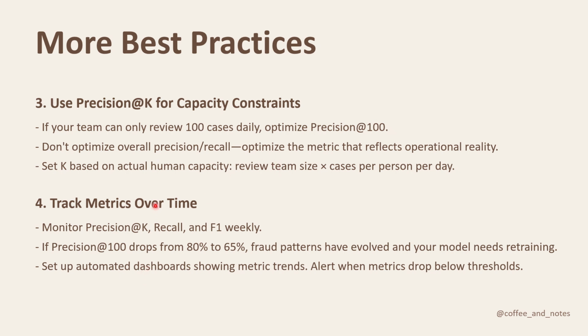Fourth, track metrics over time. Monitor precision at K, recall, and F1 weekly. Set up automated dashboards. If precision at 100 drops from 80% to 65%, that's a red flag. Fraud patterns have evolved, your model is getting stale, and it needs retraining. Alert when metrics drop below thresholds. Don't wait for someone to notice manually. Automate this monitoring.